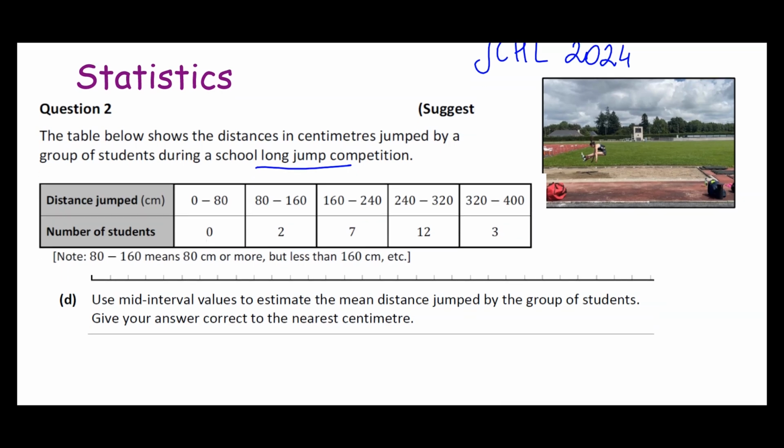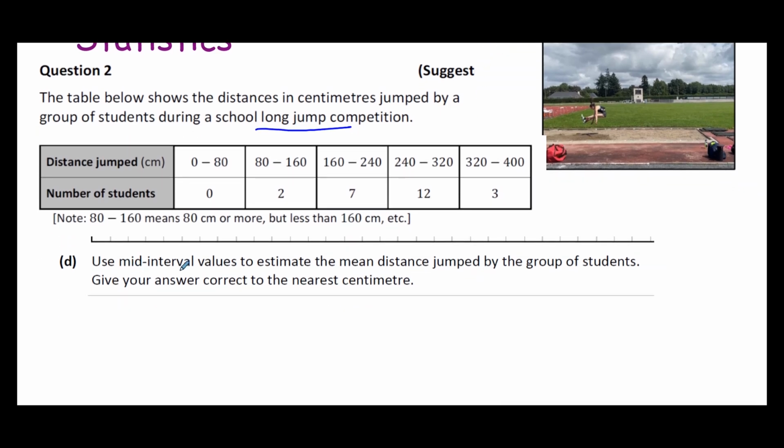Okay, so part D: use mid-interval values to estimate the mean distance jumped by the group of students. Give your answer correct to the nearest centimeter. So, mid-interval value and mean. How do we calculate that?